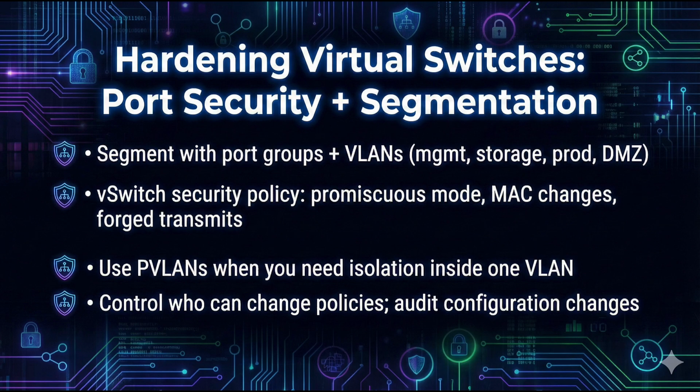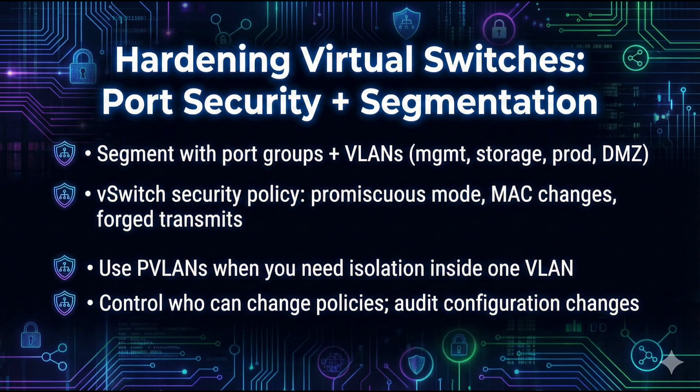Second, apply the platform's virtual switch security policies. In vSphere, the built-in security policy focuses on 3 Layer 2 behaviors: promiscuous mode, MAC address changes, and forged transmits. In a typical enterprise baseline, you set these to reject unless you have a specific documented need, like temporarily enabling promiscuous mode for an IDS sensor connected to a monitoring port group. Otherwise, leaving them open can make sniffing and MAC spoofing easier.